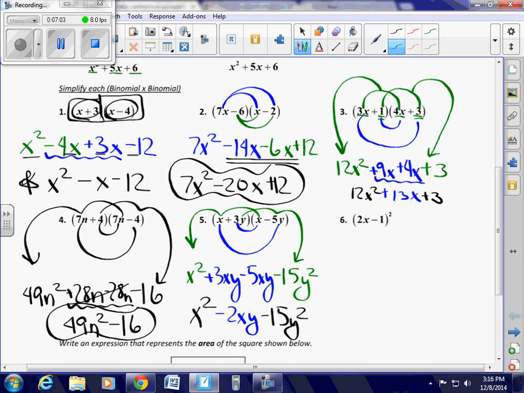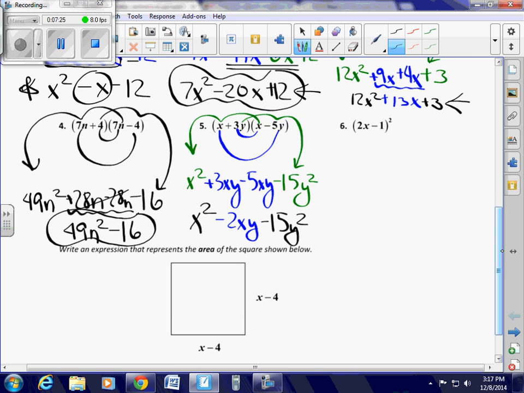Now, granted, the middle terms were able to be combined, and I got just one term in the middle there, so I ended up with a trinomial. Number 2, a binomial times a binomial, I ended up with a trinomial. A binomial times a binomial in number 3 ended up being a trinomial. Look at number 5. A binomial times a binomial ended up being a trinomial. Look at number 4. Look at the pattern.